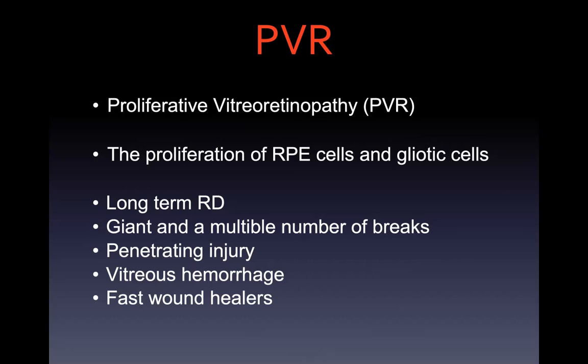may also have some fibrotic, gliotic cells. And even if there are no risk factors like this, in fast wound healers, which is just a constitutional thing, you can have keloid-like wound healing, and it forms membranes causing PVR.